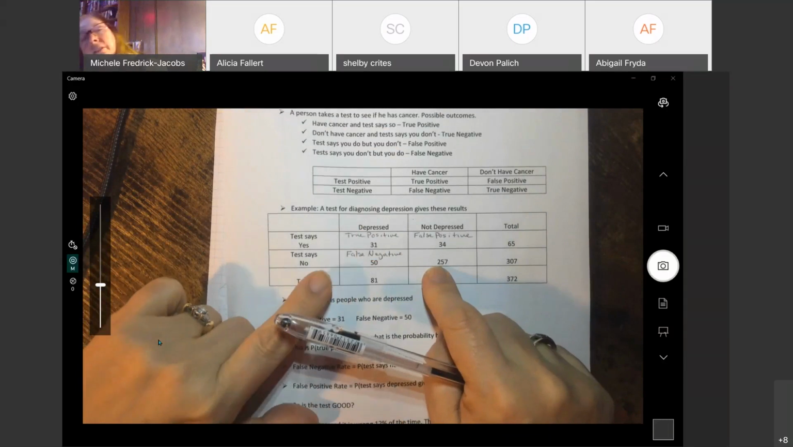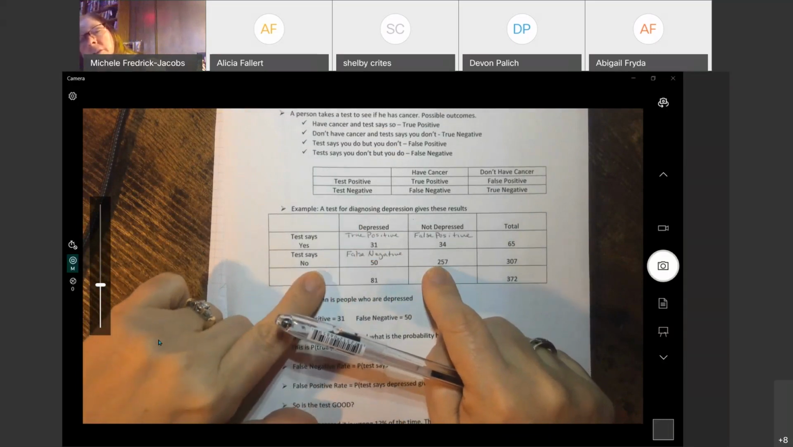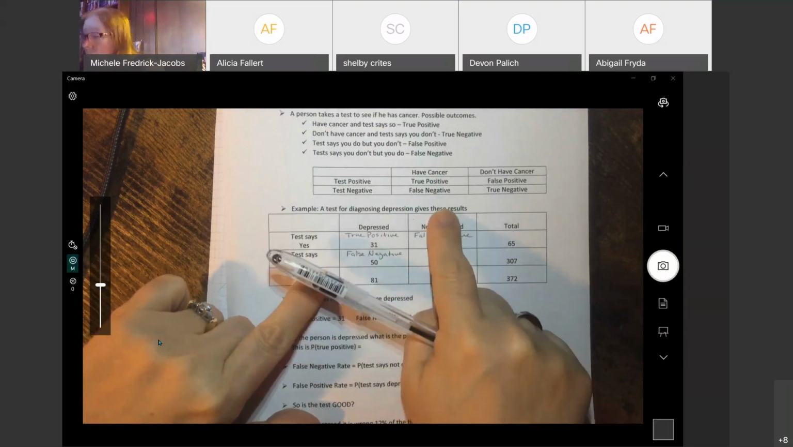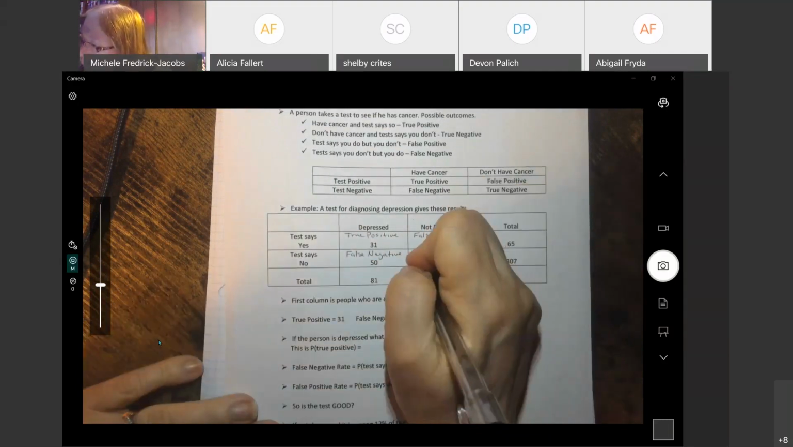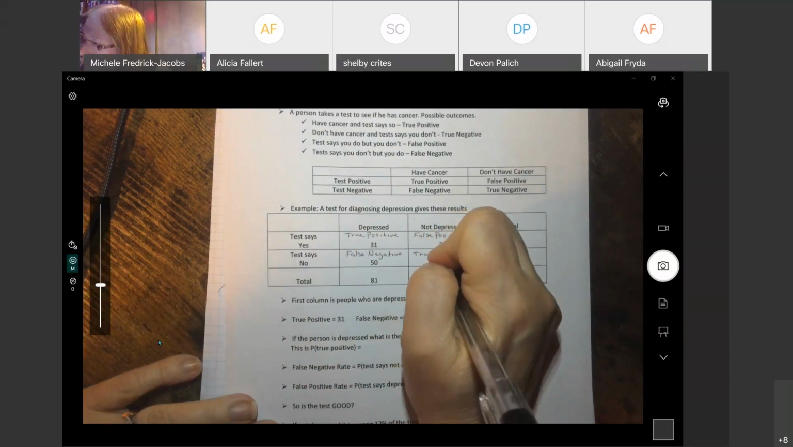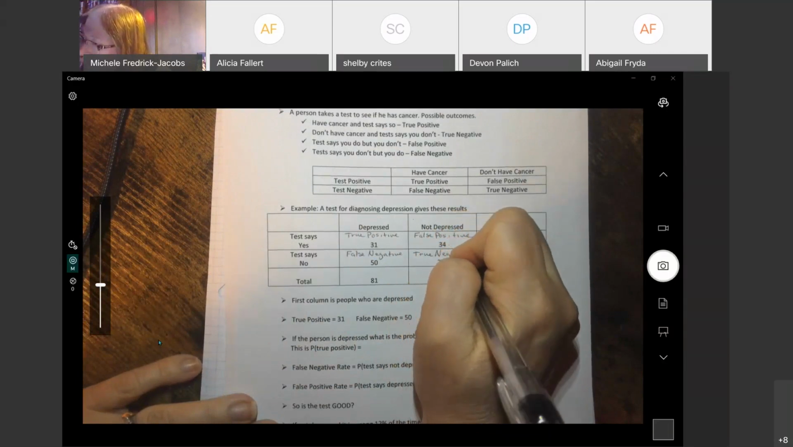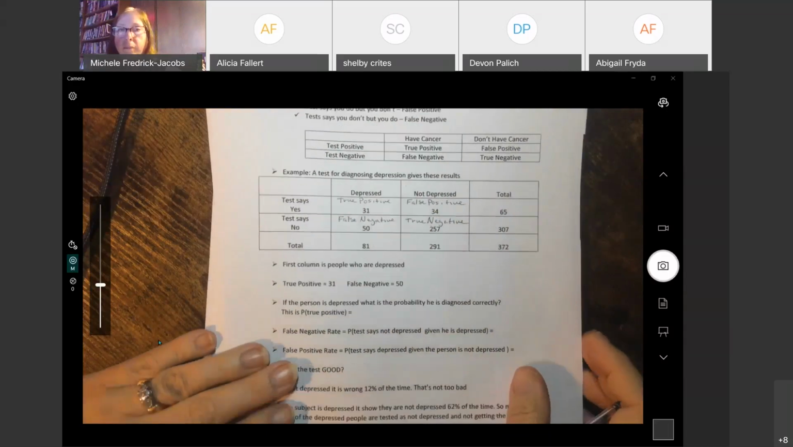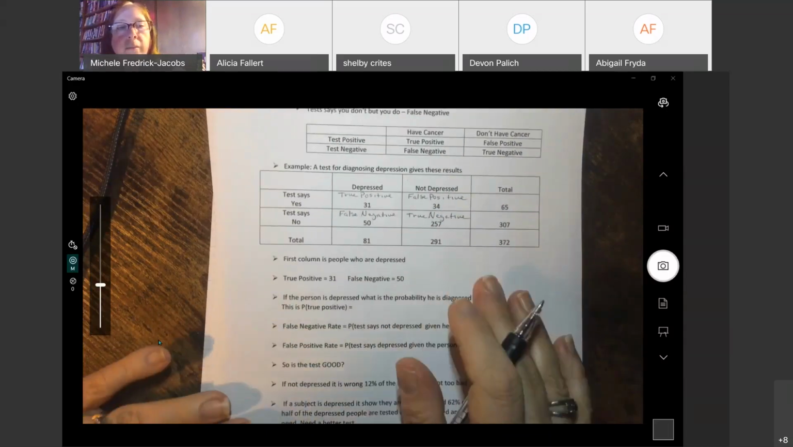This one says you're negative because you're not depressed, and that is true. So this would be your true negative. Any questions on that?